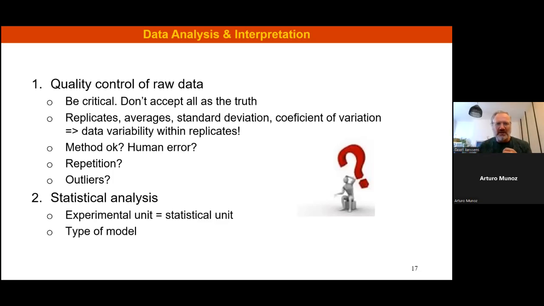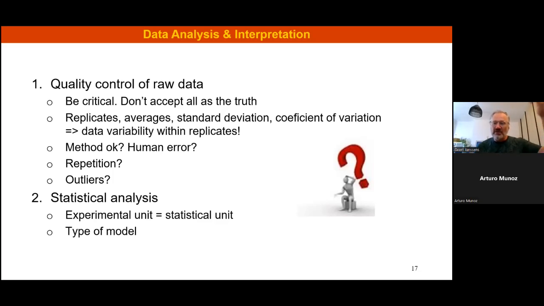Was your method okay? Have there been any human errors? Would you be able to repeat? Are there any particular outliers? If you suddenly see that a value is 10 times higher than it should be, then you have to think very critically, where did it come from? Before you throw it out, always think, should I throw it out?